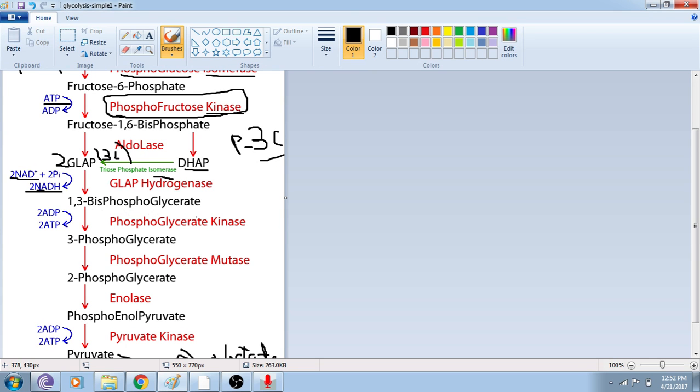Now we have 1,3 bisphosphoglycerate. That means we have two phosphorus. One phosphorus was already there, one we have added, and now we have two phosphorus. Now we will extract this phosphorus and generate ATP.